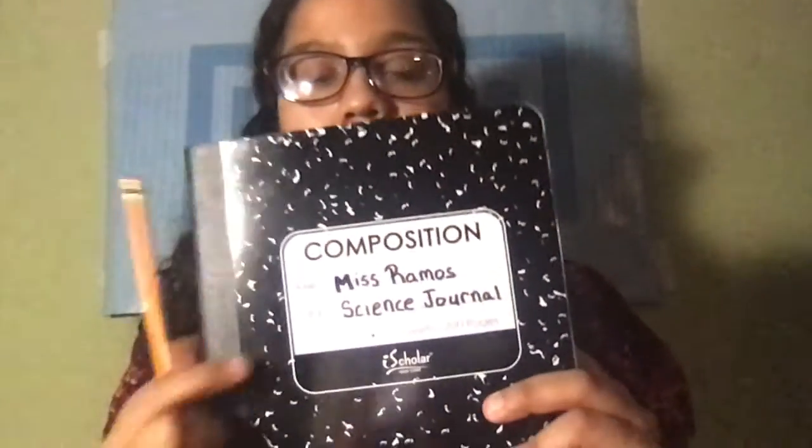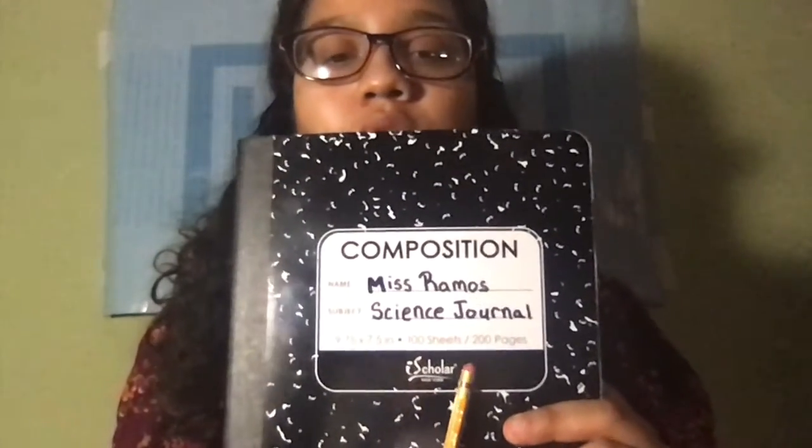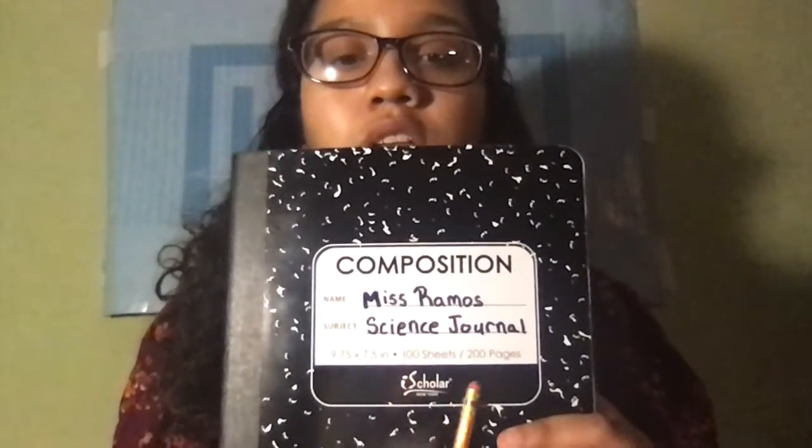If you aren't sure how many pages your notebook has, if it's different than 200, you can always check at the cover. It will say 100 sheets, 200 pages. The number that is bigger, that's how many pages your book has. So you're going to start counting backwards. I'm going to start writing my page numbers in. 199. 198.